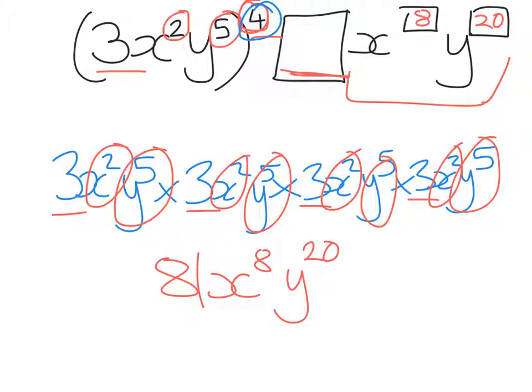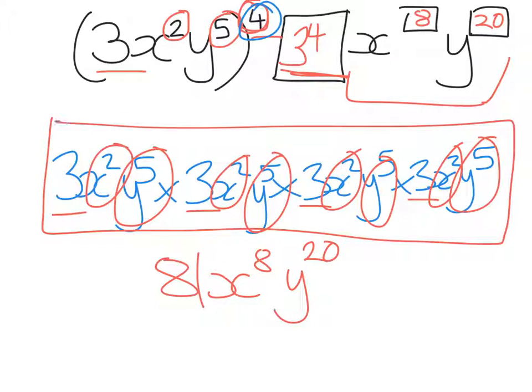But the really important thing here is that this is 3 to the power of 4. So with the coefficient, you need to raise it to the power of 4, or you can use this method, which will help you avoid any errors. Well, minimize the errors at least.